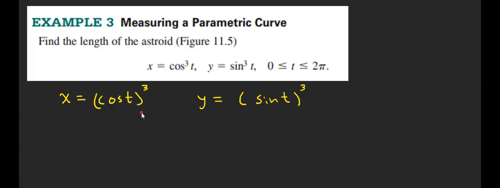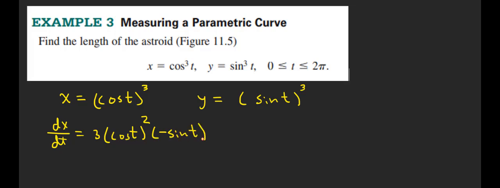So in order to do that, we have to find dx dt and dy dt. I like to first rewrite x as quantity cosine t to the third power and y equals quantity sine t to the third power, so that it's easier to find the derivatives. So dx dt is going to be 3 quantity cosine t squared times the derivative of the inside, the chain rule. And dy over dt is going to be 3 quantity sine t squared times the derivative inside, which is cosine t.